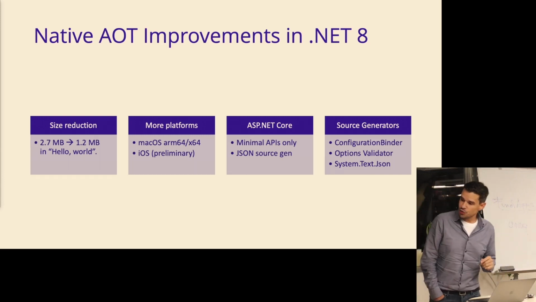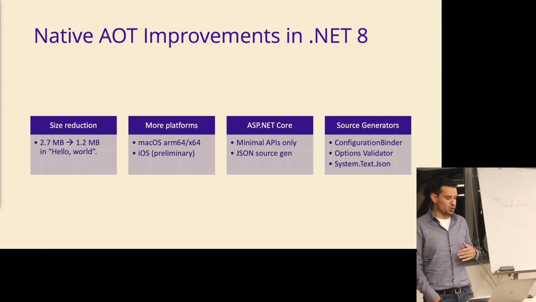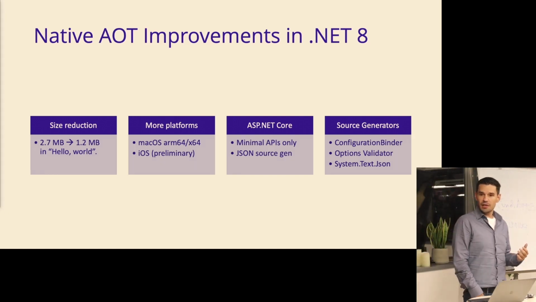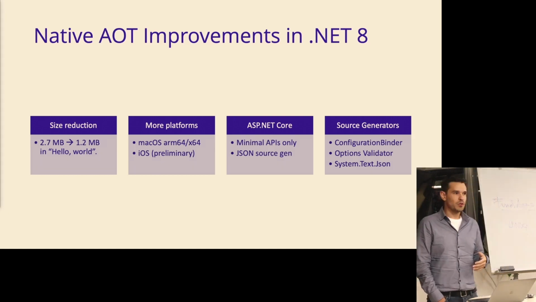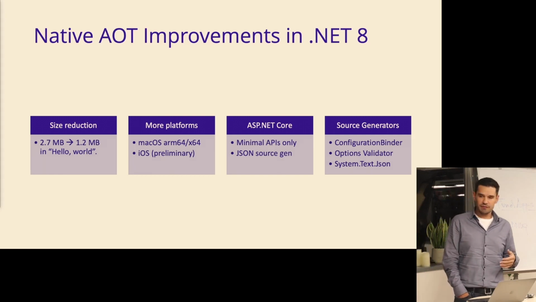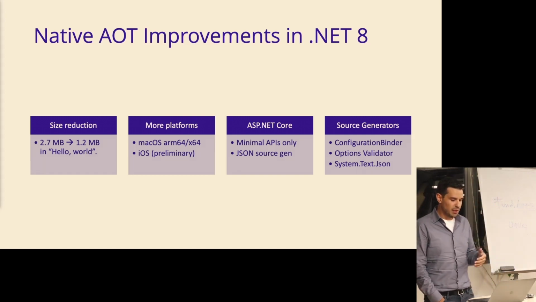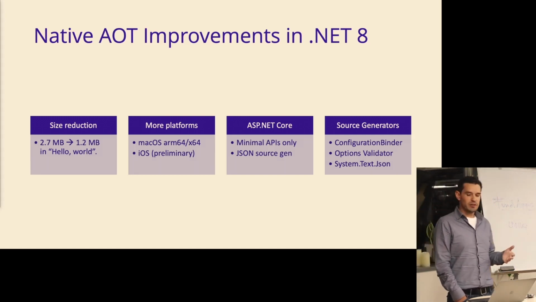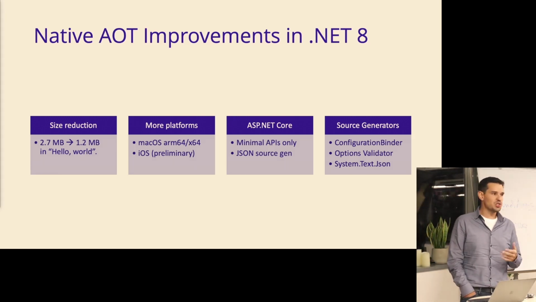And finally, on the libraries front, we authored a bunch of source generators to make certain components work well in AOT. So we shipped a configuration binder source generator. We published a source generator for the IValidateOptions abstraction, and we invested heavily into improving the performance and reliability of the System.Text.Json source generator.